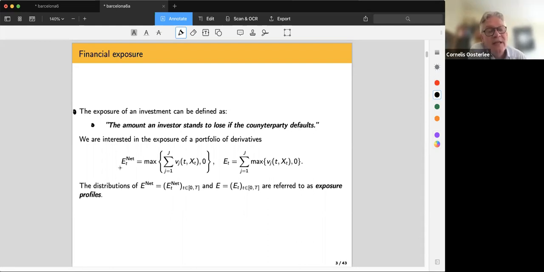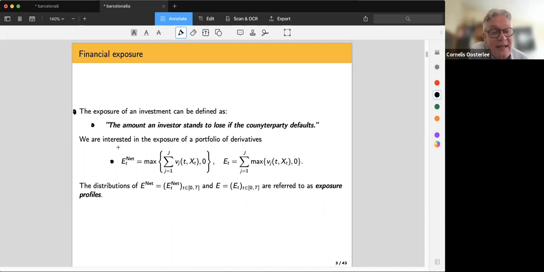And there are basically two notions, the netted exposure and the regular exposure. And this is a portfolio of J derivatives. So we have capital J derivatives, and we look at the sum of these J derivatives and the maximum of the value of the derivative and zero. And we look only at the exposure to the counterparty that hurts us here. So E_t, the exposure at time t, is the sum over the J derivatives of the maximum of the value and zero.